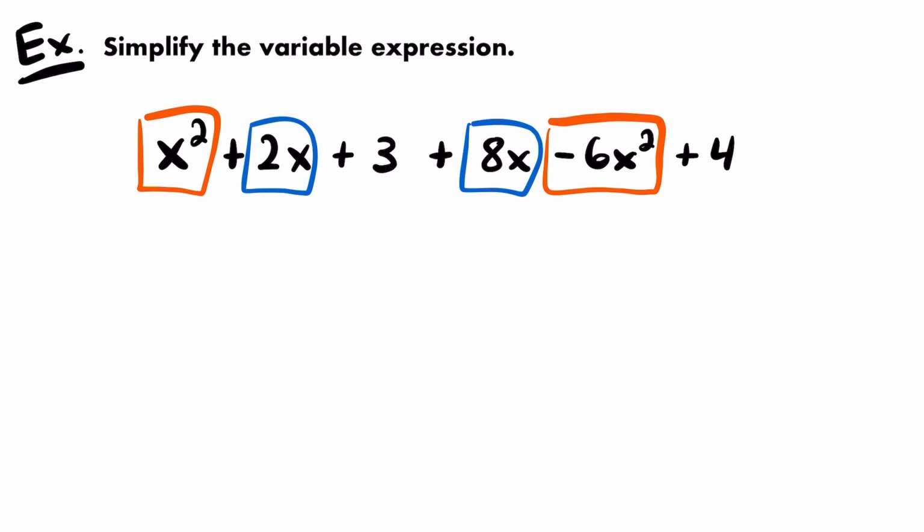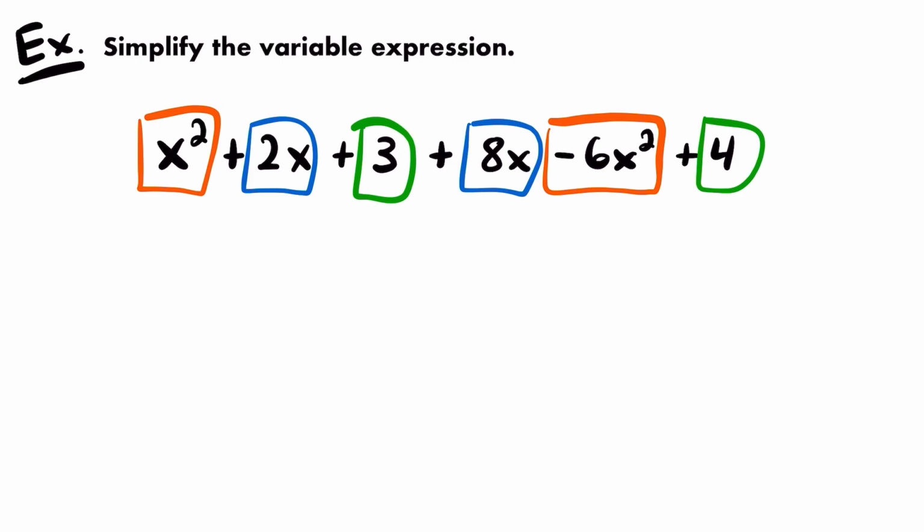All we're left with is 3 and 4. Both of those are constant terms, so we can add them. Two constants would be like terms because they technically have the same variable part, which is nothing. There is no variable. So we will be able to combine those two terms as well. We'll just add 3 and 4 to get 7.